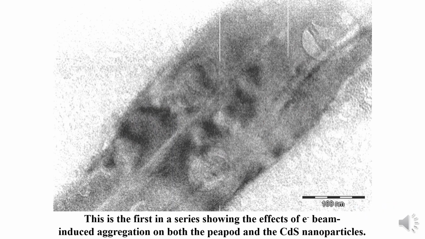Earlier I talked about CdS nanoparticles. This is the first in a series of TEM images where you're going to see what I call a pea pod containing CdS nanoparticles, and we're literally going to burn holes in the pea pod and then see the CdS nanoparticles act.